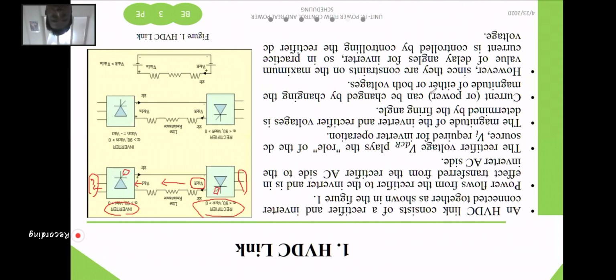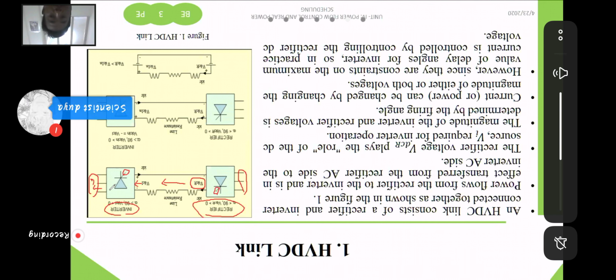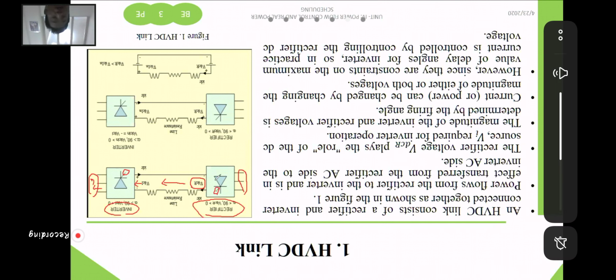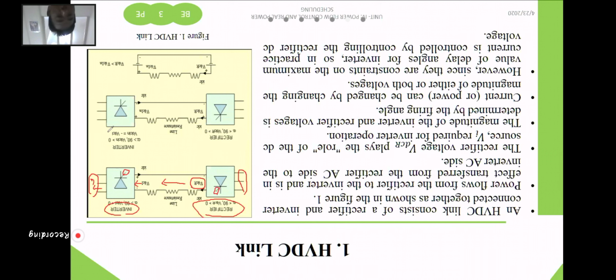So this current or power can be changed by changing the magnitude of either or both of the voltages. Whether you want it high or low will depend on the current and voltages, or you can say the power. This is how we can use it. Now it's the same case I have shown here, and this block diagram can be reduced to a simple electrical circuit like this.